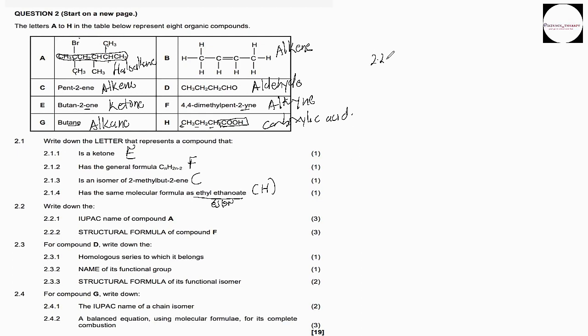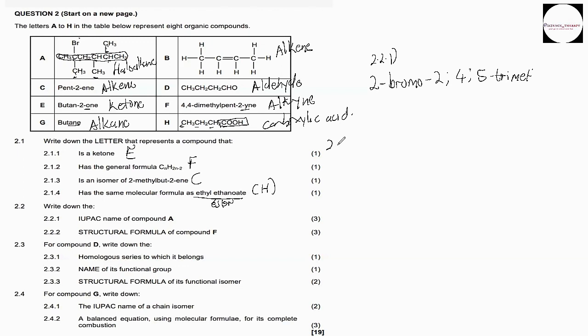So for 2.2.1, we have a methyl in number 2, another methyl in number 4, and another methyl in number 5. And in number 2, we have a bromo. So this has to be 2-bromo, and then in numbers 2, 4, and 5 we have a methyl. So that's trimethyl.